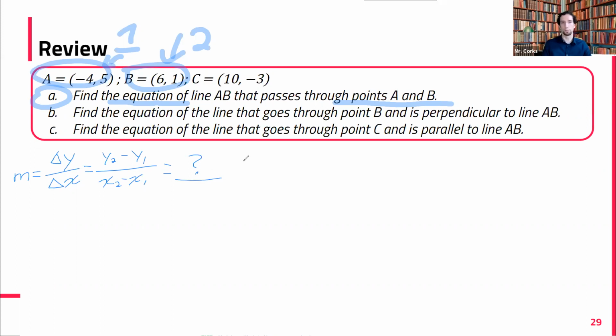Then what do we do? Then we write the equation of a line, which is y equals mx plus b. We just choose a random point and put the coordinates of this point into this equation. Random point?